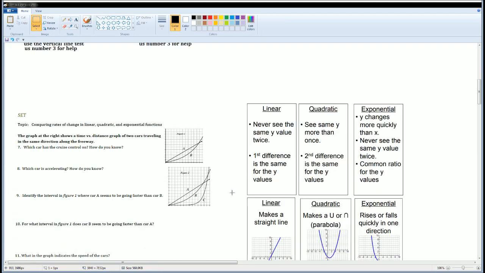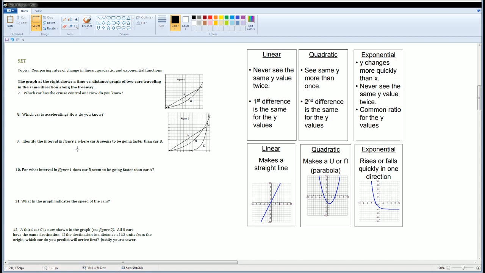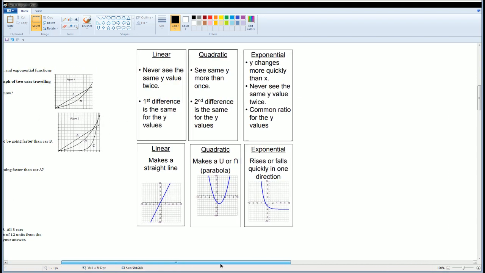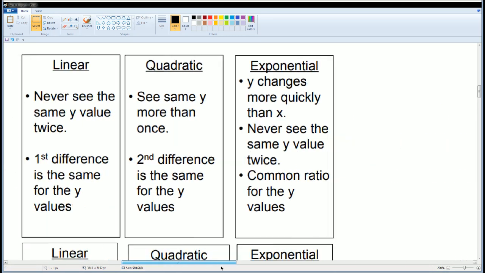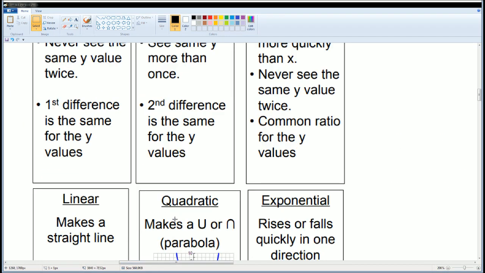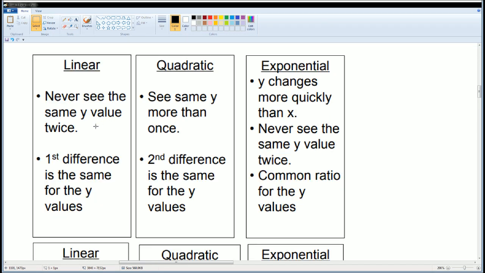All right. Now let's look at the second part. You're going to be comparing linear, quadratic, and exponential functions. They're all different. Okay. Let me just give you some core concepts to work with. All right. Here's the first one. For a linear, you are never going to see the y value twice. Quadratic, you will see the same y more than once. Exponential, the y changes more quickly than x. You would never see the y value twice.